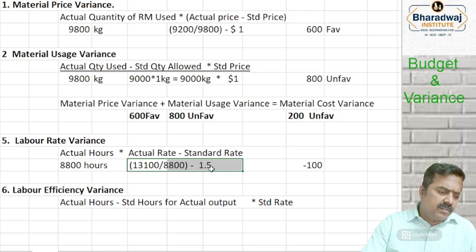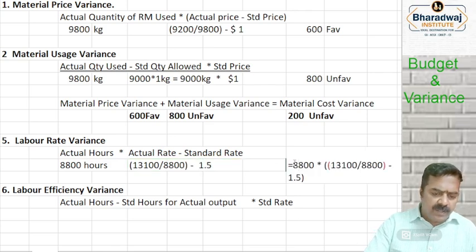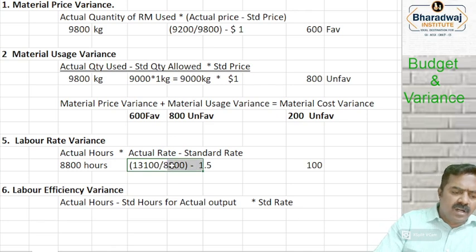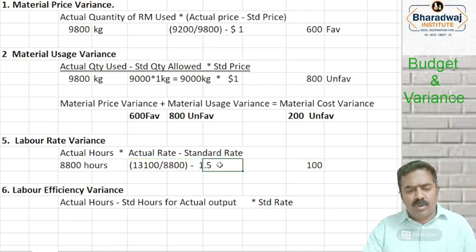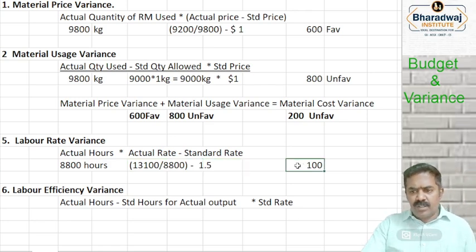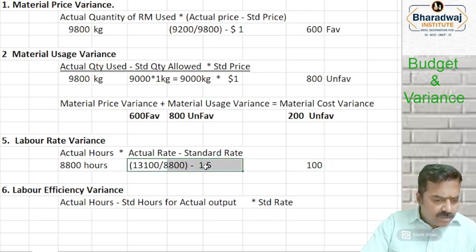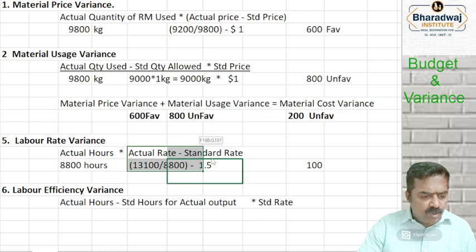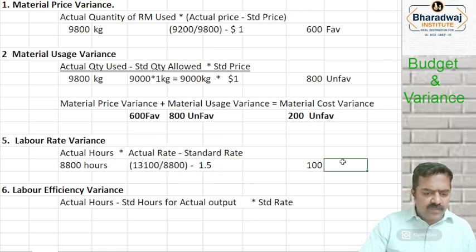Actual rate, we spent more than the standard rate. You can see the actual rate, 13,100 divided by 8,800, will be more than this 1.5. So it is 100. Sorry. Standard rate is more than the actual rate. So it is favorable.